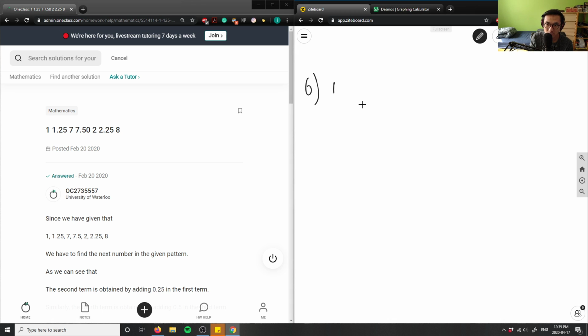So I have here 1, 1.25. I have 7, 7.50, and then I have 2, 2.25, and then I have 8, and then some value x, right? So take a moment to see if you can figure out the pattern here. So I have 1, 1.25, 7, 7.50, 2, 2.25. So look at this, find sums, find differences, and think about what would go next in the pattern.